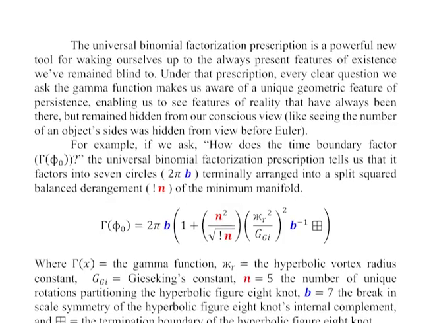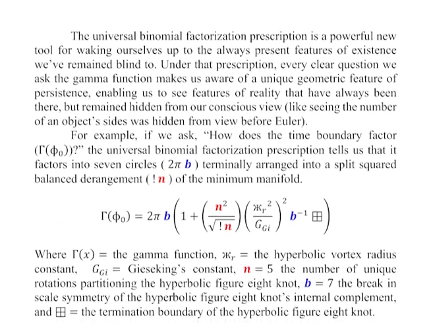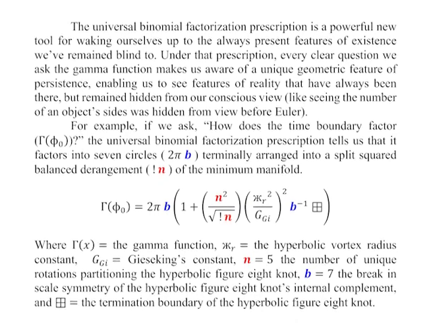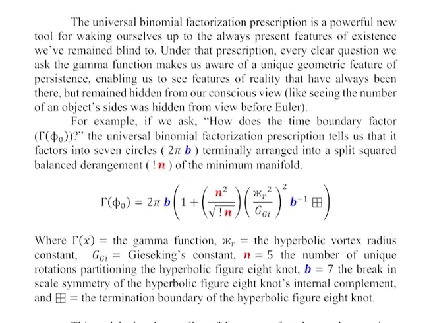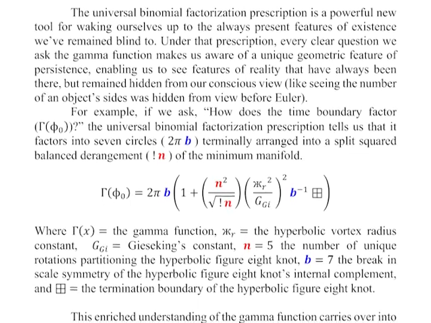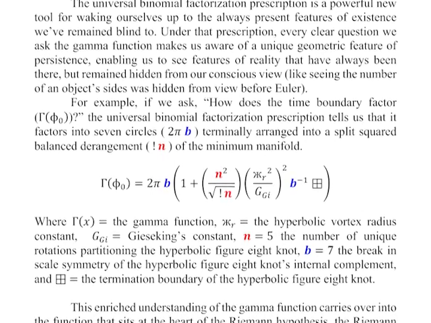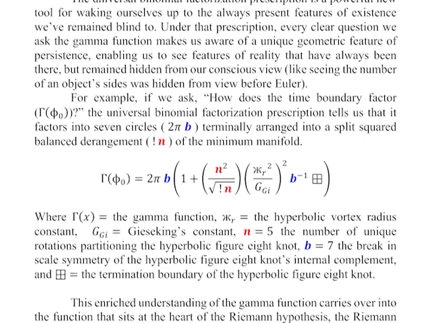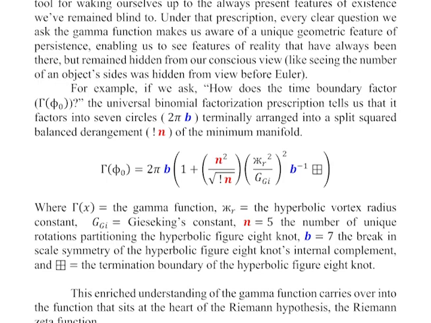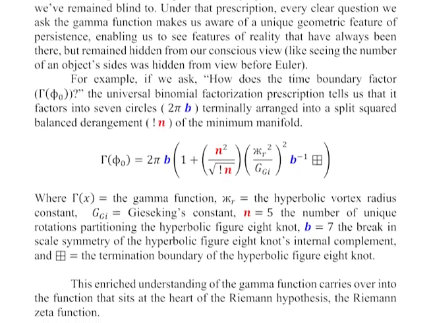The universal binomial factorization prescription is a powerful new tool for waking ourselves up to the always present features of existence we've remained blind to. Under that prescription, every clear question we ask the gamma function makes us aware of a unique geometric feature of persistence, enabling us to see features of reality that have always been there but remained hidden from our conscious view, like seeing the number of an object's sides was hidden from view before Euler.